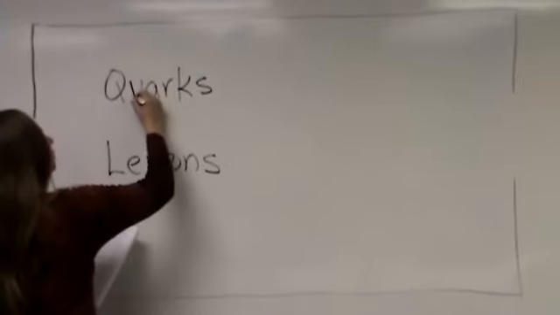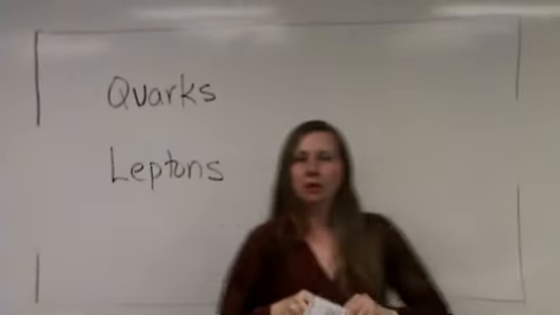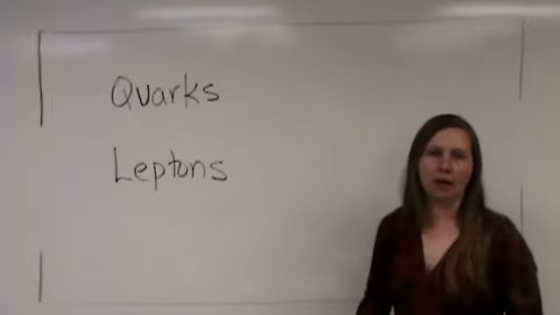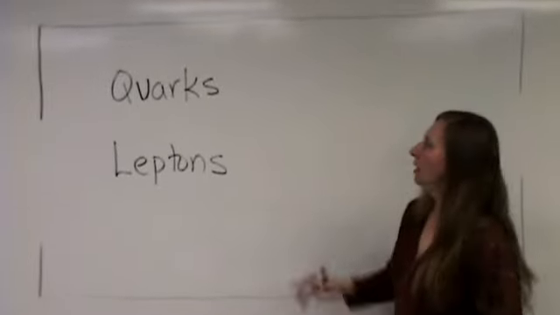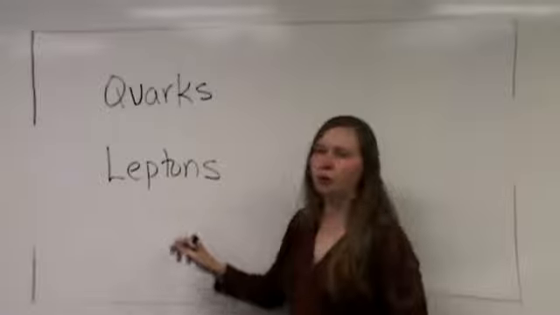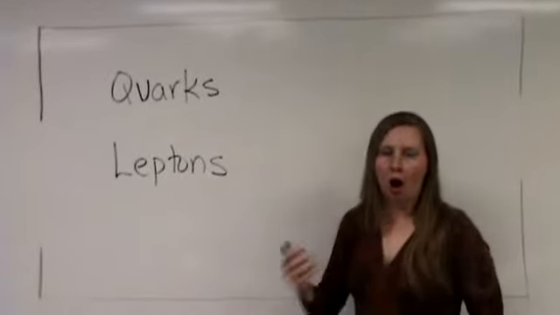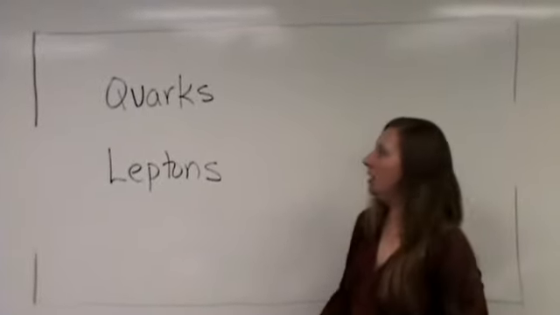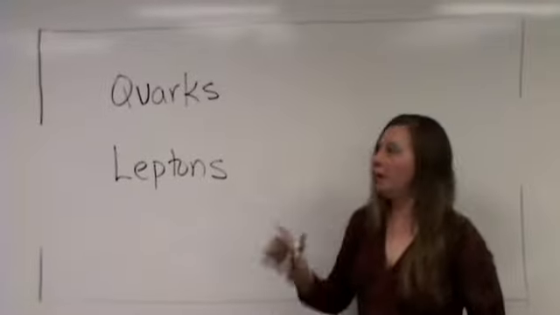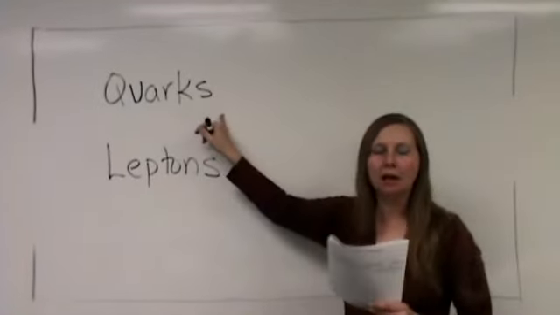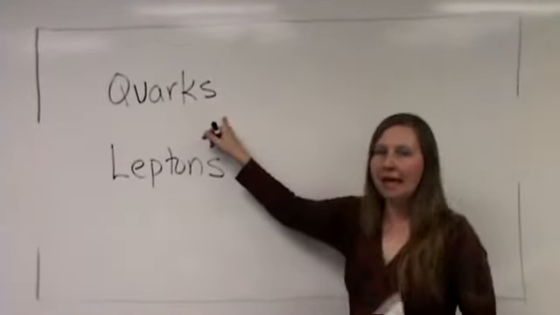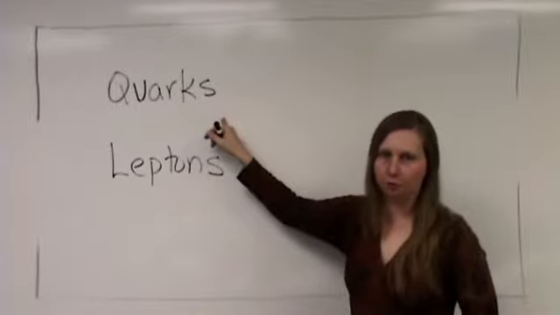Now, why are these two kinds of particles the two major categories on this chart? It's because these two types of particles are at this time thought to be elementary particles, meaning that they cannot be broken down into any smaller particles.